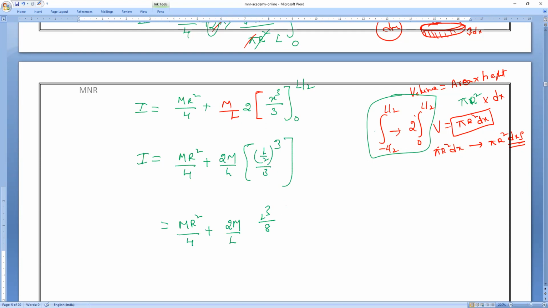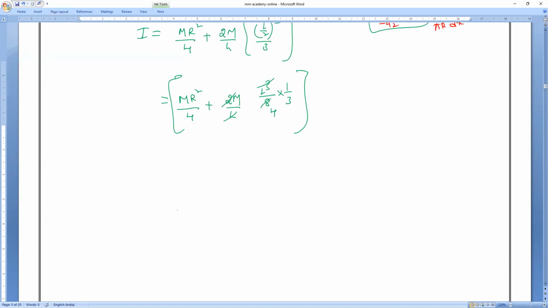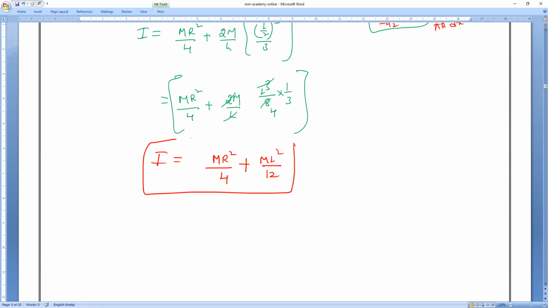Understanding? And 3 will go up, which will turn into 1 by 3. So that is what it is now. So what will happen now? 2 1s are 2, 4s are... Cube and L will get cancelled. 1L and 1L will get cancelled. So what is the answer remaining? Everybody, the moment of inertia for the horizontal cylinder is mr square by 4 plus ml square by 12. 4 3s are how much? 12. Clear? 12. This is the formula.